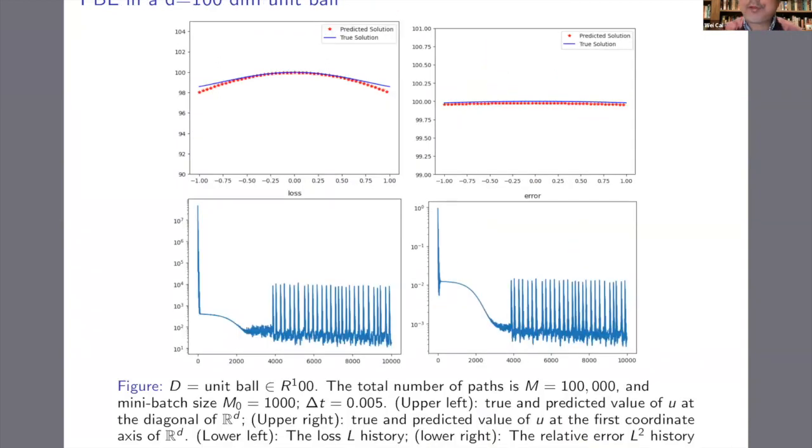So the high dimension problem: the unit ball is easier than the cube, because the diagonal of the cube is square root of d, right? So if d is large, then you have to run longer paths. Yes.